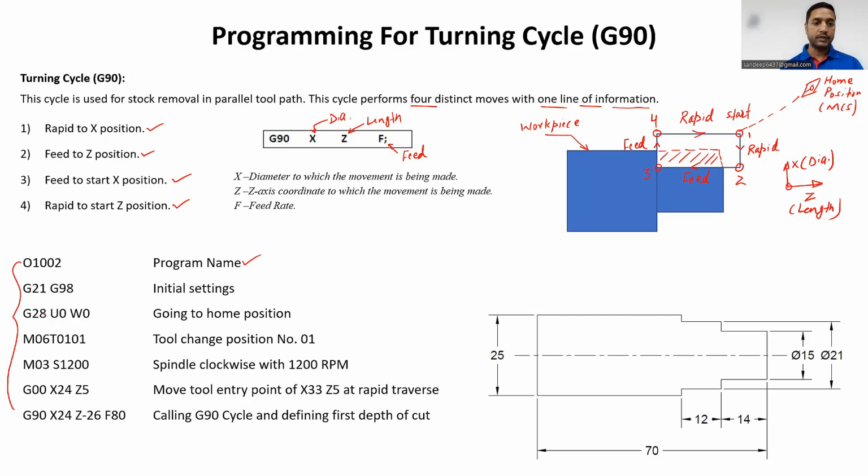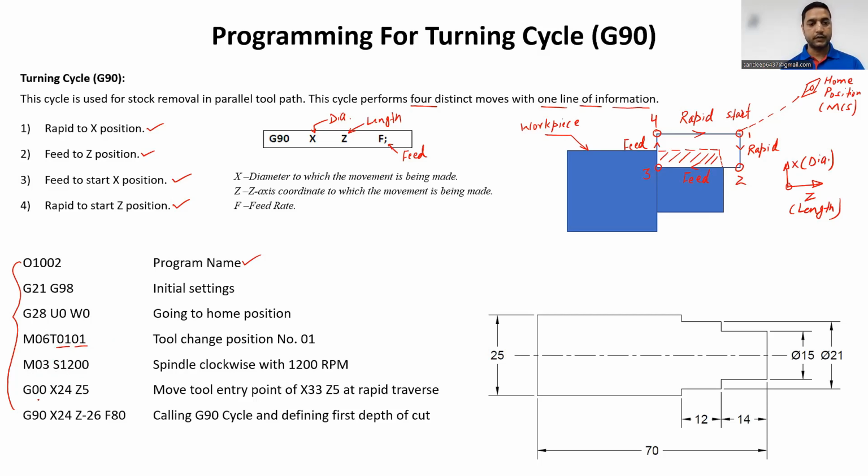Now, after that, we have G28, which is a G code for home position. Then we have M06, a machining code for tool change. T is the tool function. After T, the first 2 digits represent the tool number, and the remaining 2 digits represent the tool length offset. Then we have M03 code, which is a machining code for spindle rotation in a clockwise direction. S is the spindle function, and 1200 is the RPM. So the meaning of this line is that we are rotating the spindle in a clockwise direction at 1200 RPM.